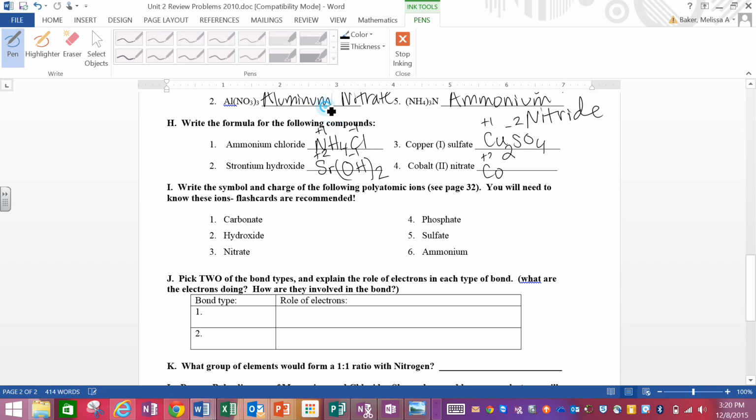Cobalt has a +2 charge, nitrate, NO3 with a -1, so this needs parentheses because it'll be Co(NO3)2.